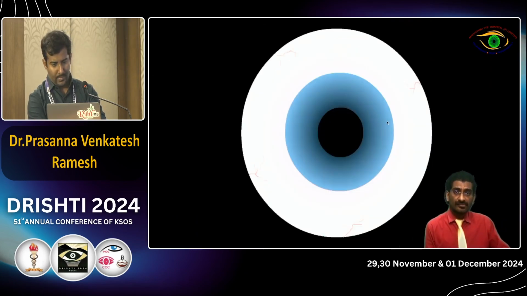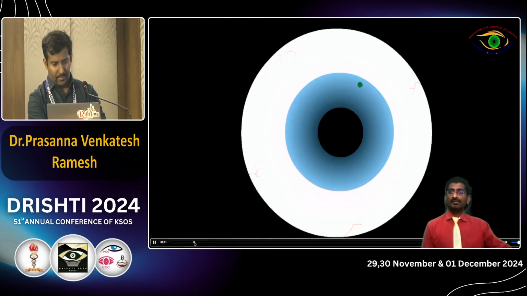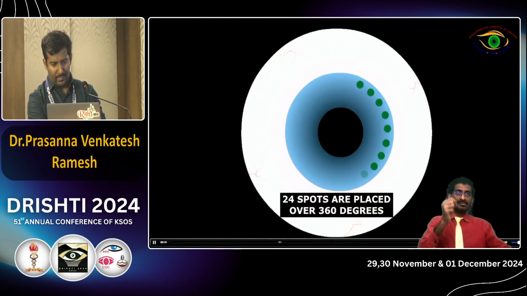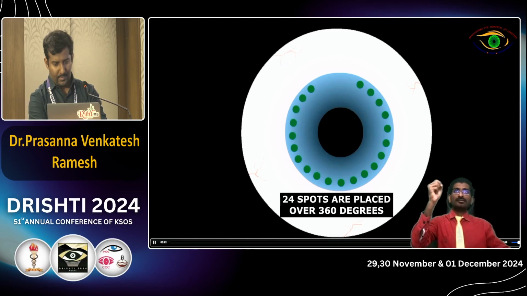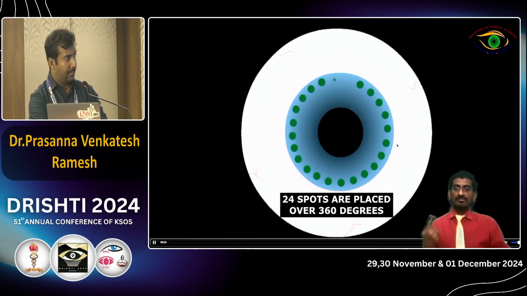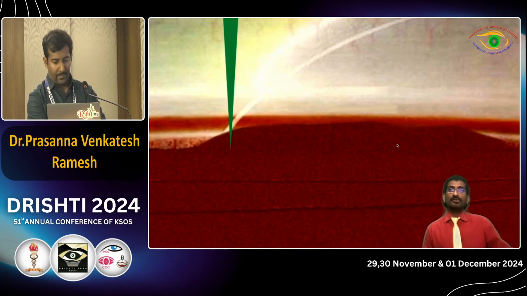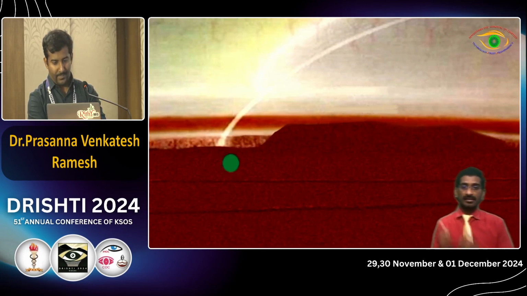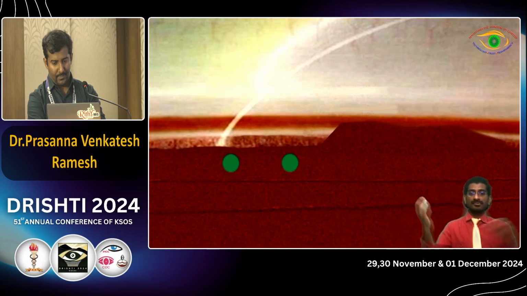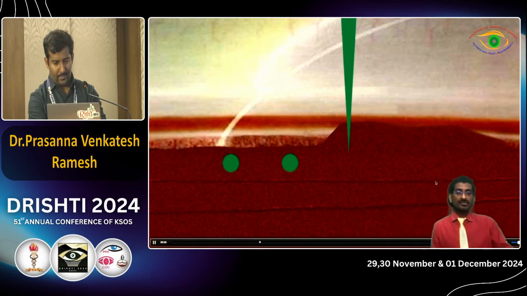And can we see it from front on view? Yes, we can. The 24 spot size over 360 degrees are placed, and you can see the beautiful ALPA procedure from a front on view. Can we see it from a gonioscopic view to understand the concepts better? Yes. This is a gonioscopic view. See how the opposition is relieved after the spot has been placed.